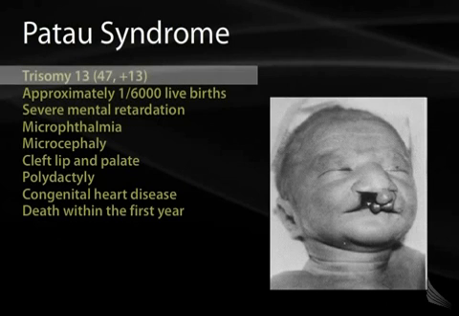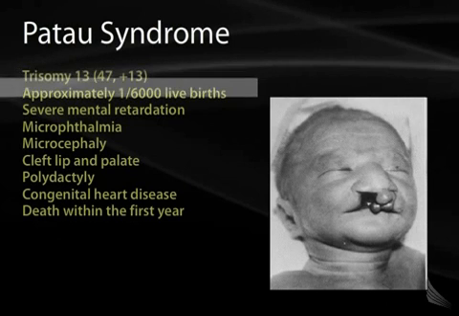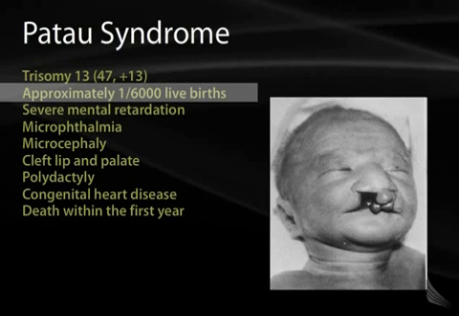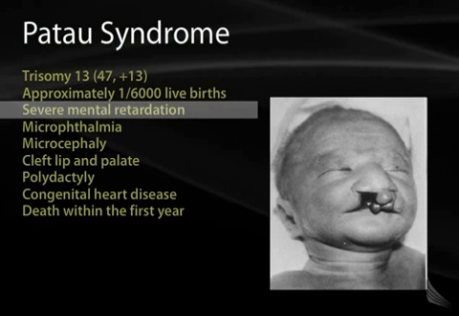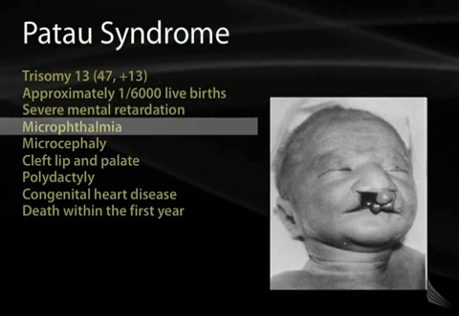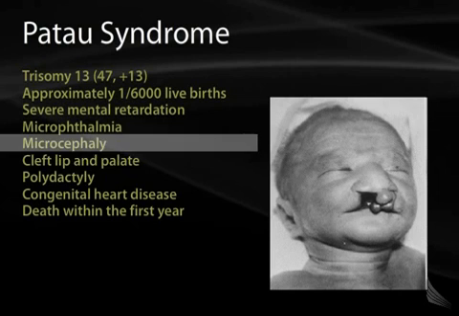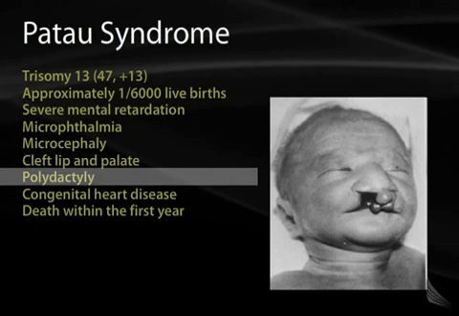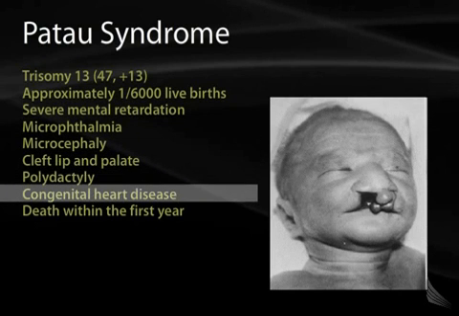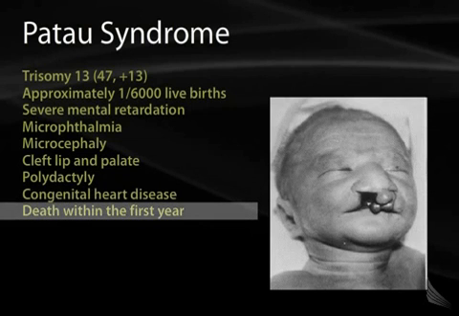Patau syndrome is another trisomy, trisomy 13, approximately 1 in 6,000 live births, so about as common as Edwards, not quite as common as Down syndrome. Again, severe mental retardation, characterized by microphthalmia, microcephaly, cleft lip and palate, polydactyly, congenital heart disease, just like the other two trisomies, and death within the first year.